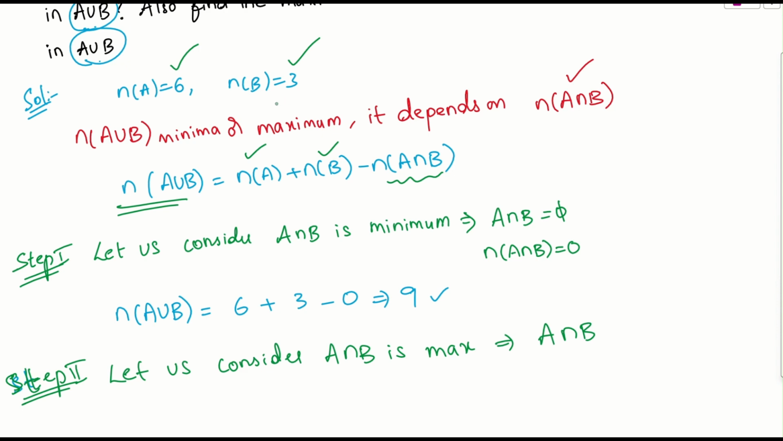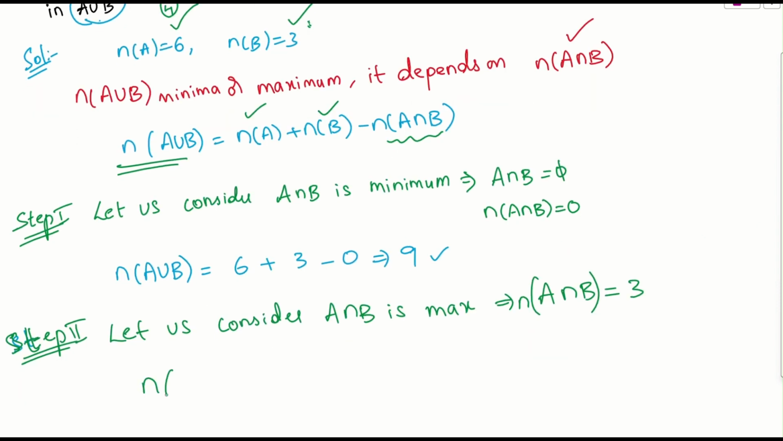The maximum intersection will be 3 elements. Other than 3, nothing will be the maximum. Why? Because if you ask about 4, there is no fourth element in B. So 3 is the maximum number of elements in the intersection. So n of A intersection B will be 3. Now let us consider n of A union B.